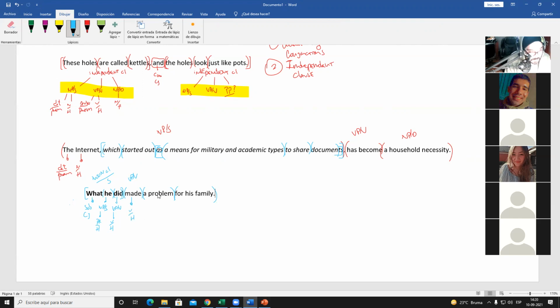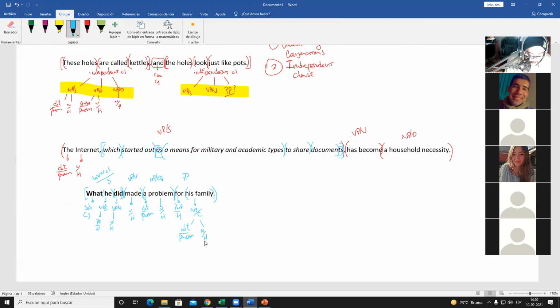Then I have a problem. A problem is a noun phrase acting as an object, the direct object, right? Because it answers the question, what? A problem. A is a determiner, premodifier, and problem is the noun head. Finally, for his family is a prepositional phrase because it begins with this preposition. And then, as every single prepositional phrase, it is followed by the noun phrase complement his family, which is created out of two elements. His, the determiner, premodifier, and family, the noun head. Okay?